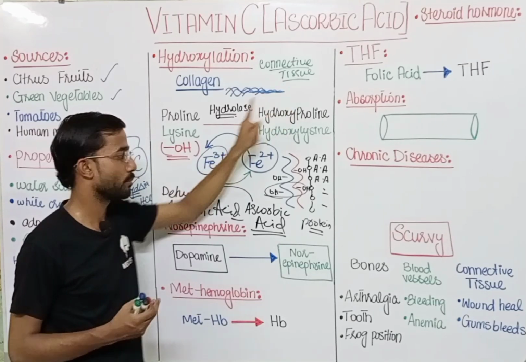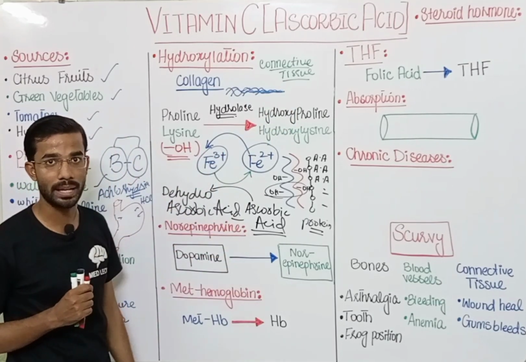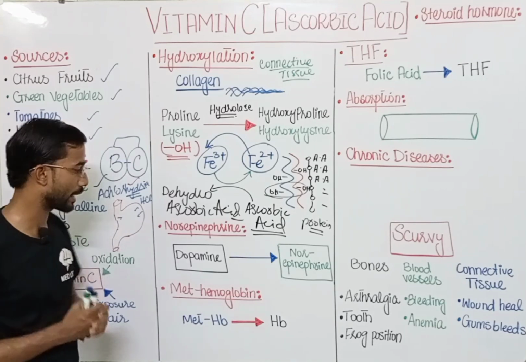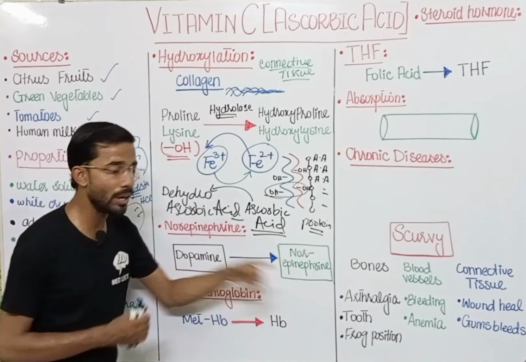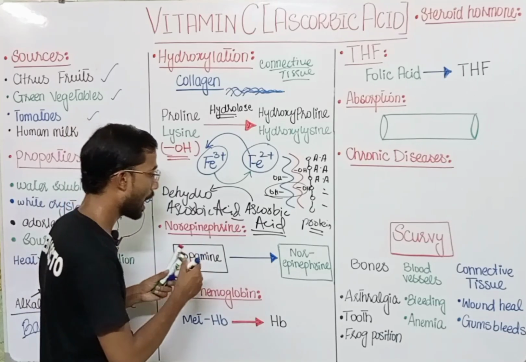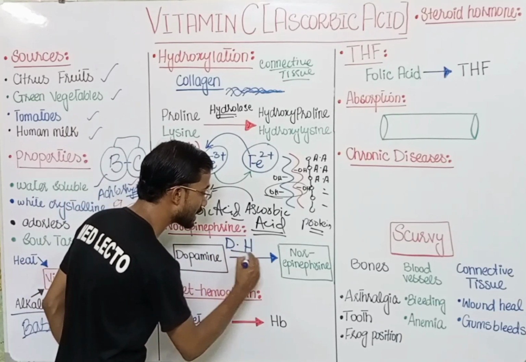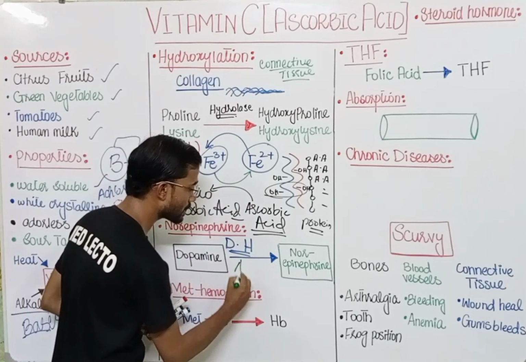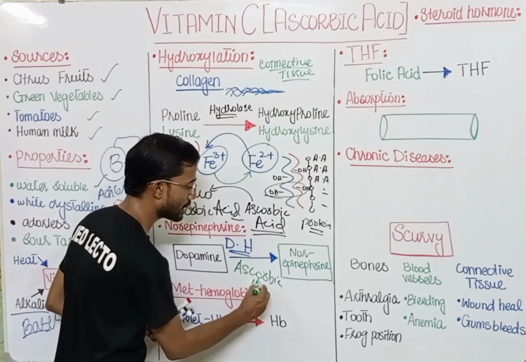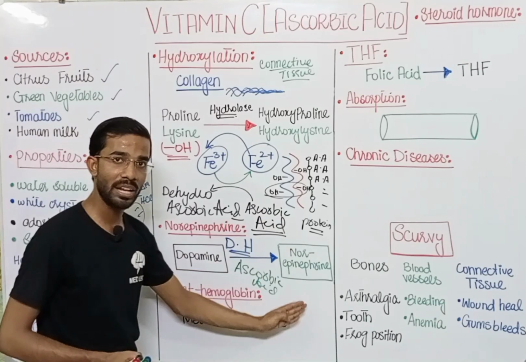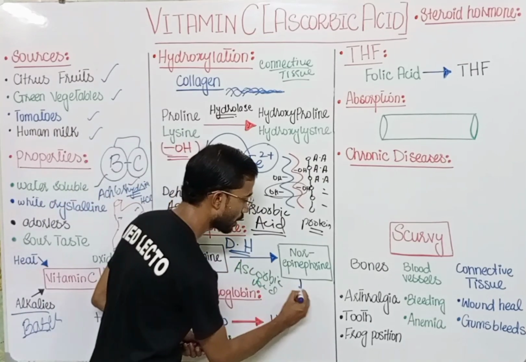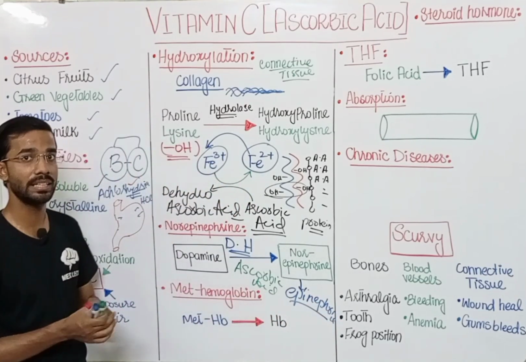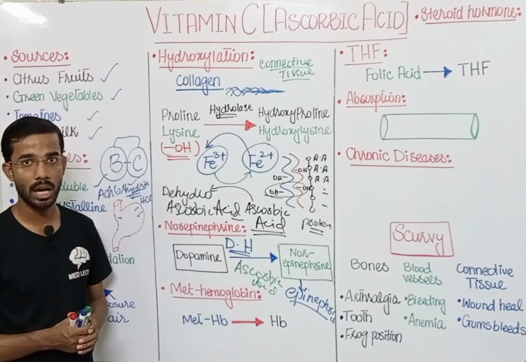So that's very much important. This is actually one function of ascorbic acid, to stabilize the collagen. Next is the formation of norepinephrine. Dopamine is converted into norepinephrine with the help of the enzyme dopamine hydroxylase, in the presence of vitamin C, or you can say ascorbic acid. Ascorbic acid is also important, and after that norepinephrine can be converted into epinephrine. So this is actually the second function of ascorbic acid.